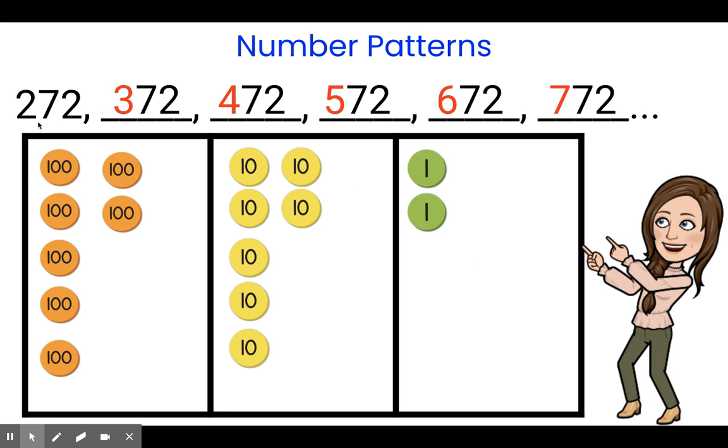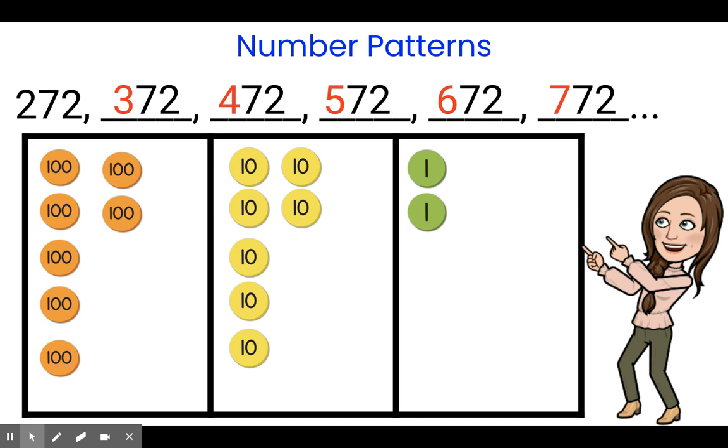I started with 272. I didn't add any additional tens or ones. You'll notice that 72 remained the same through all of our numbers. They're still in black. The number that did change was the number representing the hundreds place value. We went from 2 groups of 100 to 3 groups of 100, 4 groups of 100, 5 groups of 100, 6 groups of 100, 7 groups of 100, and I bet you can even guess which number would come next.